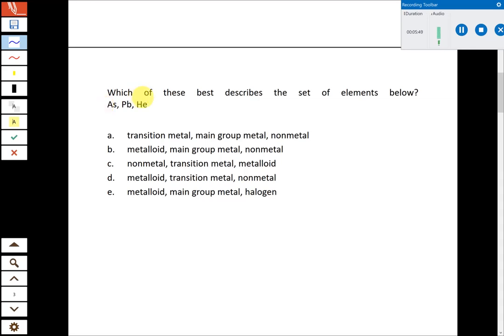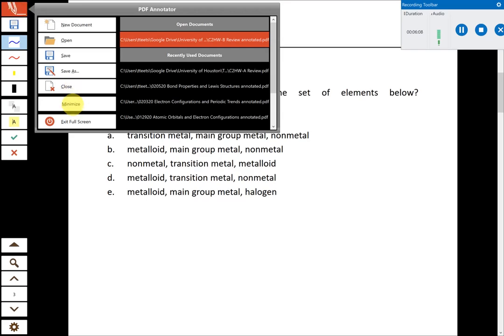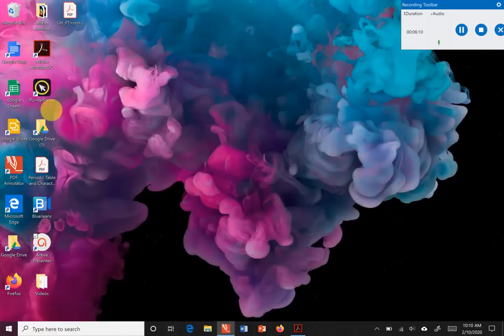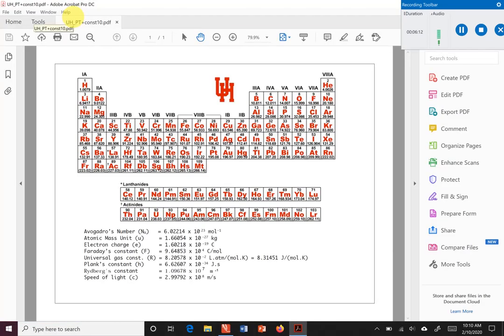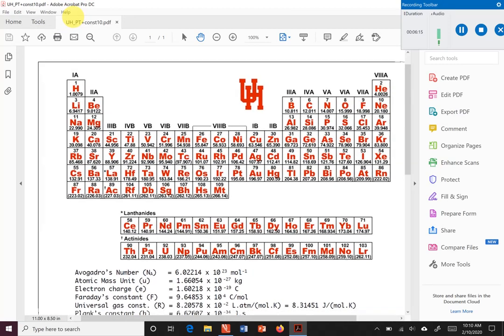All right, so we want to know which of these best describes the set of elements below. We have As, Pb, and He, so we need to find all of them on the periodic table. Now, as we will see, some of these are a little bit more obvious than others. The one that I think is the easiest to identify is He. So if we go to the periodic table and find helium, He, open this up. All right, so this one is over here. It's number 2.